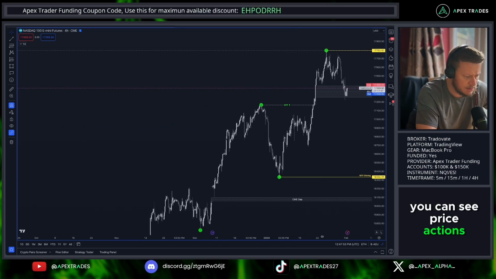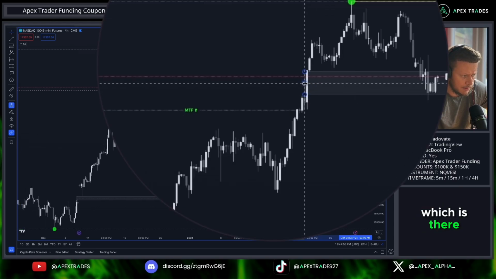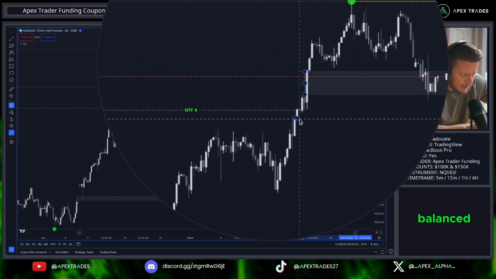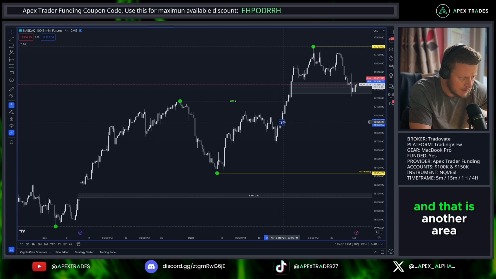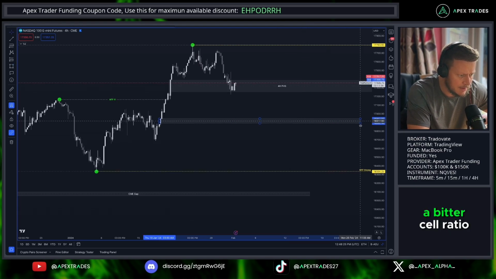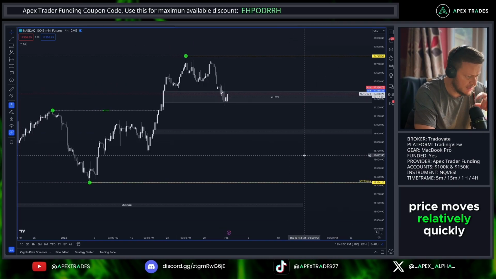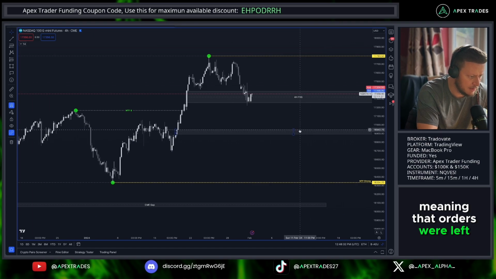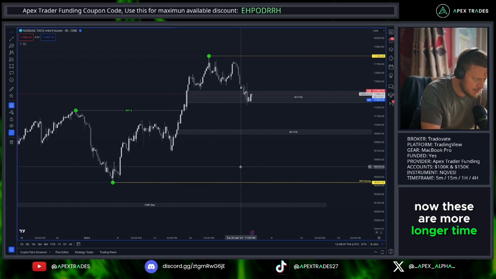You can see price action is fairly balanced here because other than the gap which is there, we pretty much are relatively balanced. We do have a fair value gap here, so we have another one within this range, and that is another area where we have imbalances between price to buy to sell ratio, which is to say when buyers stepped in, price moved relatively quickly, meaning that orders were left behind, and the market likes to revisit these areas.